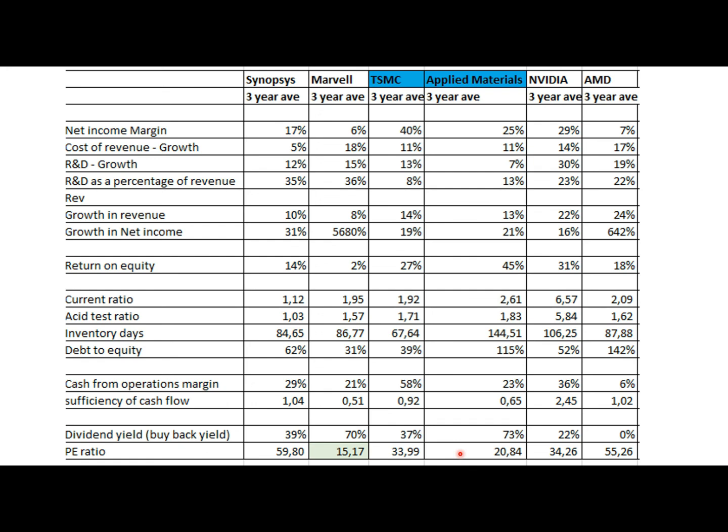TSMC, Taiwan Semi. Again, on my watch list because I believe that it's trading at a massive discount. And should tensions with China subside, you could see Taiwan Semi going through a massive revaluation. Boom. All right, and that's my story.